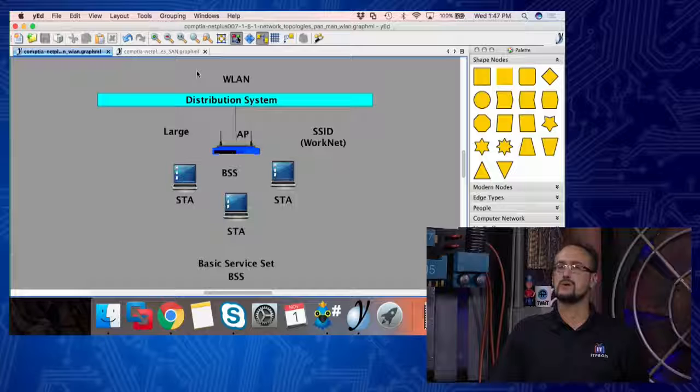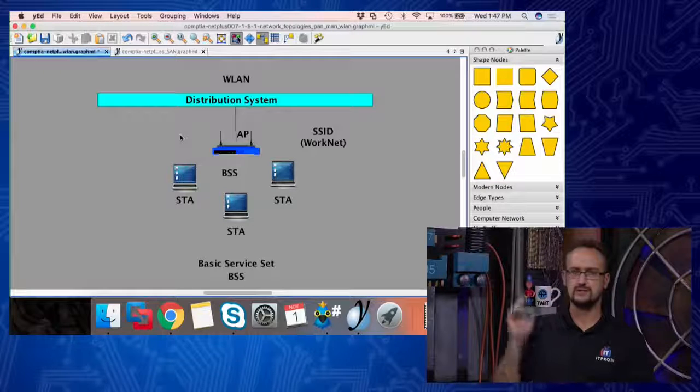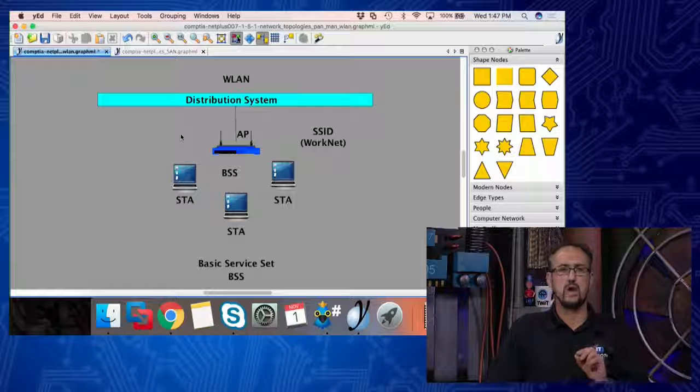Then we have what is known as an AP, and a random word large there. We'll take that out of there. Not sure exactly why that's there, but it's gone.